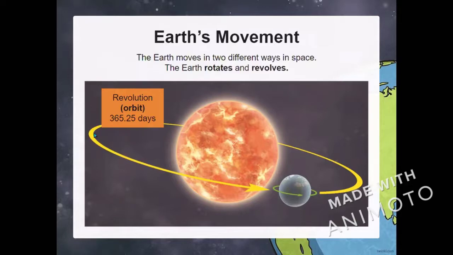It takes a year, and as you can observe, we have some years that have one extra day. That is February the 29th, right? That is a leap year. That's why it is called a leap year, because it has one extra day. And in here we have the rotation. It spins and it takes 24 hours to spin on its axis.